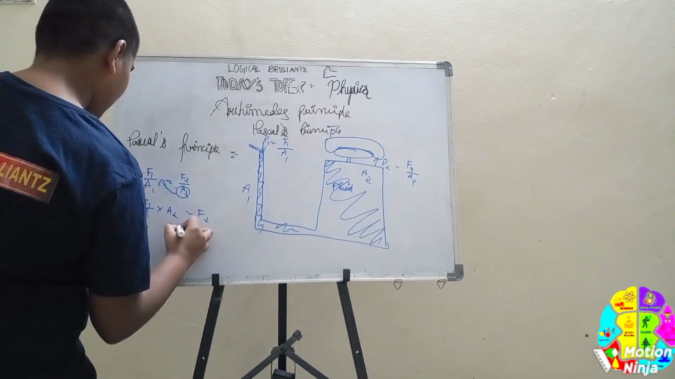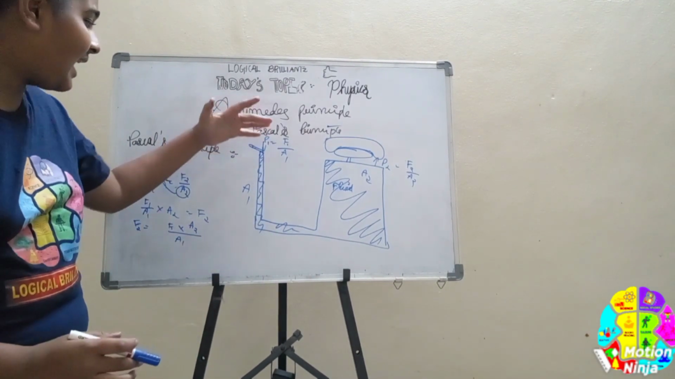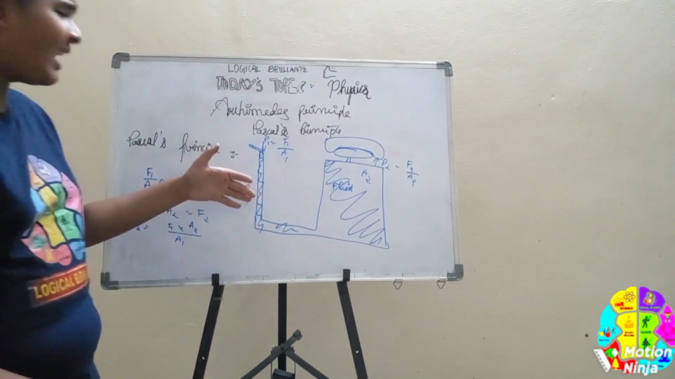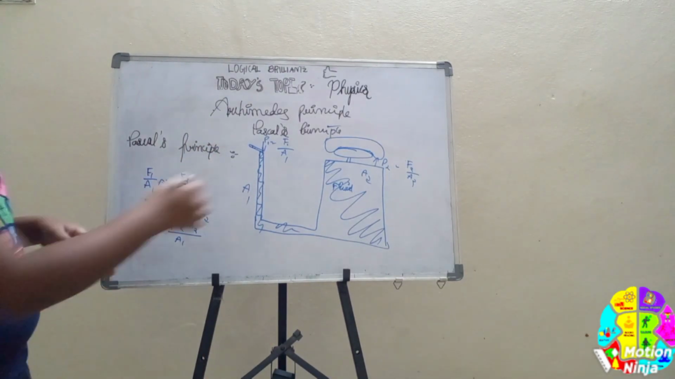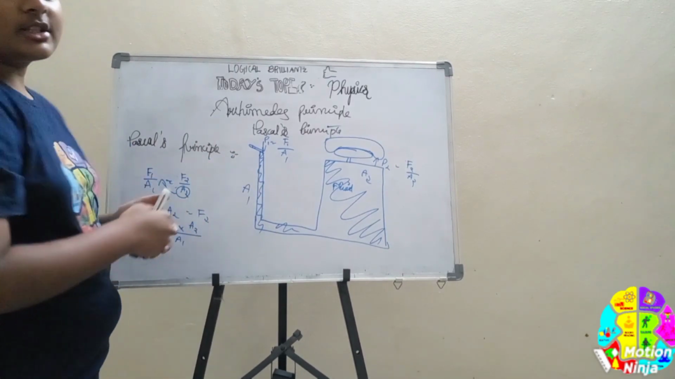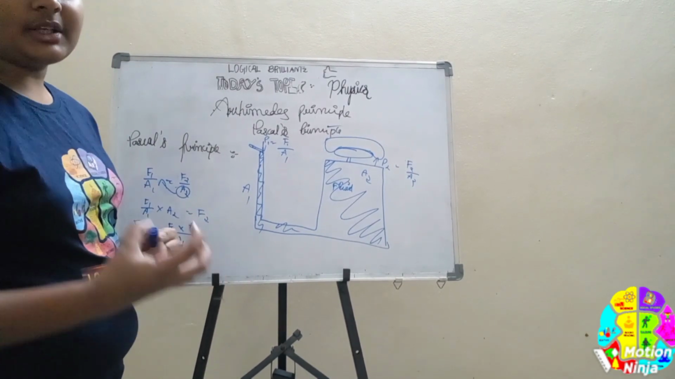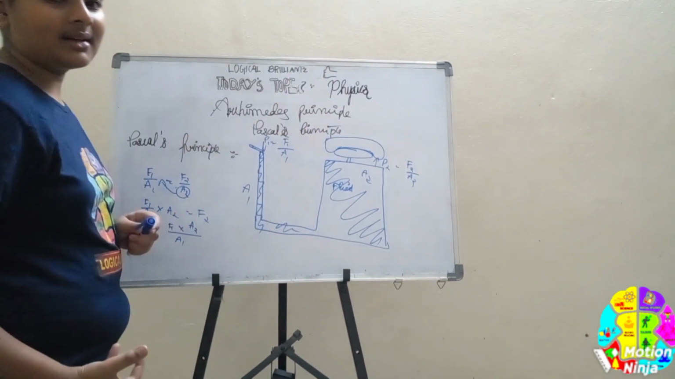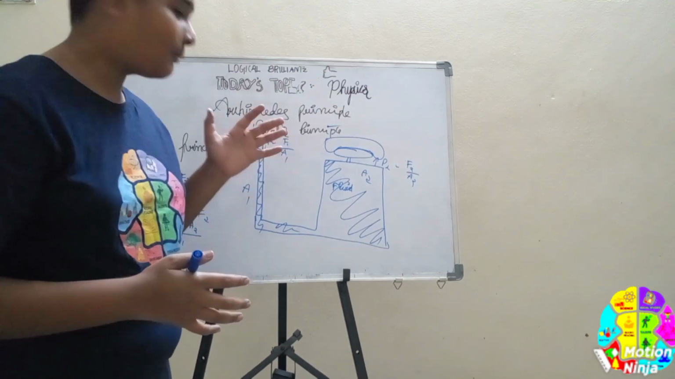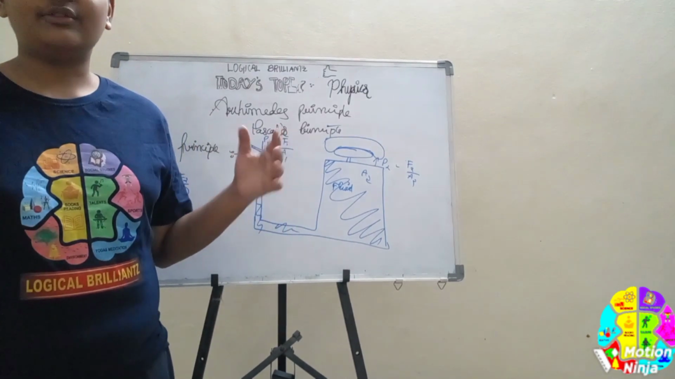F2 is equal to F1 into A2 by A1, and A2 is very much larger than A1, the area of A1. So the magnitude of F2 is very high compared to F1. The magnitude of F2 is the multiplication of F1 and A2 divided by A1, so it is very large in magnitude. Due to this, the force will be so high that it can lift even the car. How simple it is. Pascal's principle is so simple, but the practicality is very complicated. So this is how physics works practically.